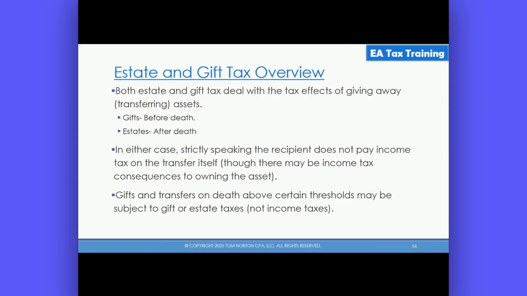Gifts and transfers on death above certain thresholds may be subject to a different kind of tax called the gift and estate tax. This is not an income tax, it's separate, but it is possible that the one giving the gift or the estate could have to pay this gift or estate tax. But again, it is the one making the gift who pays this tax. It is not the one who receives the gift. The one who is receiving the gift does not have to worry about any kind of taxes. It is only the estate or the person giving the gift.